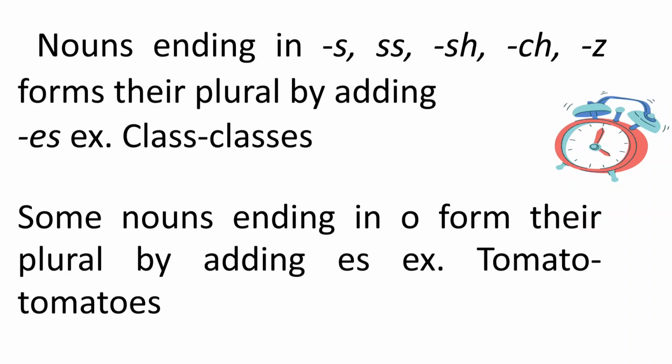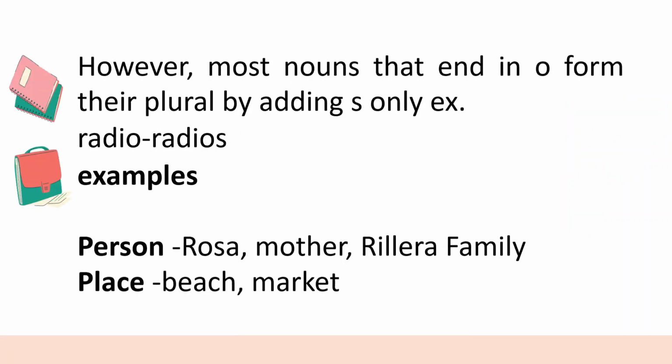Some nouns ending in o form their plural by adding es. Example, tomato, and then tomatoes. However, most nouns that end in o form their plural by adding s only. Example, radio, and then radios.